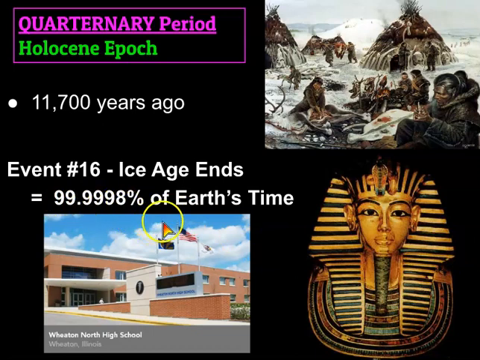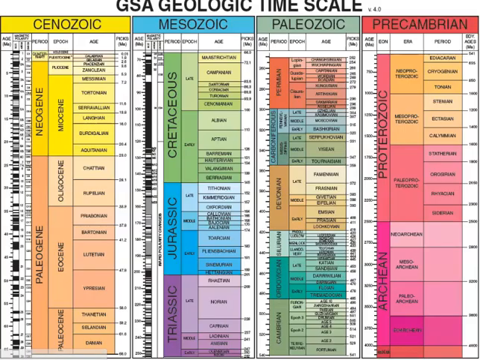99.9998% of Earth's time has passed. So think about that. That little tiny, whatever that is, 0.2 millionth of a percent or whatever that is, that's all of what we would term as history, right? Is in that short amount of time. So tiny fraction of time is when we have been on planet Earth, okay?